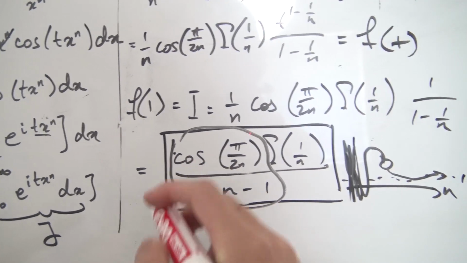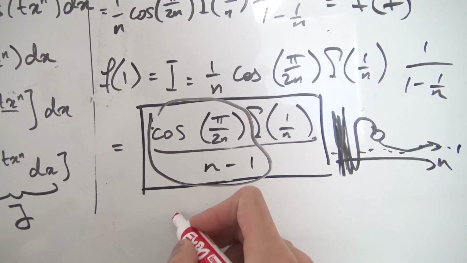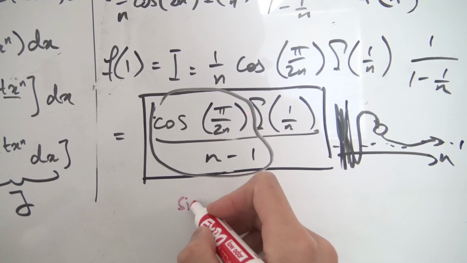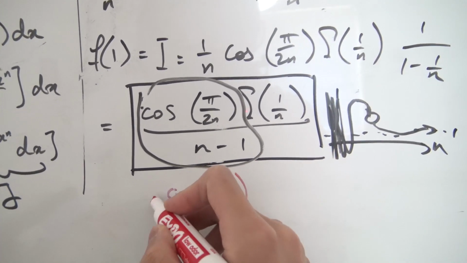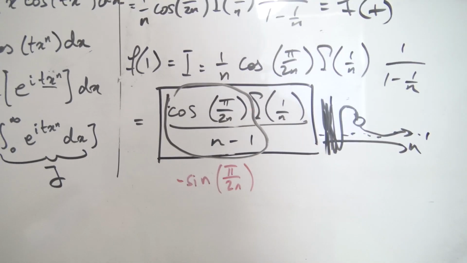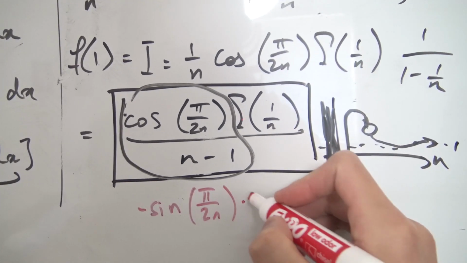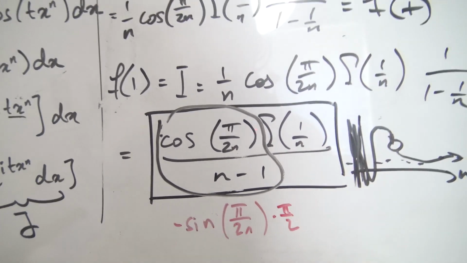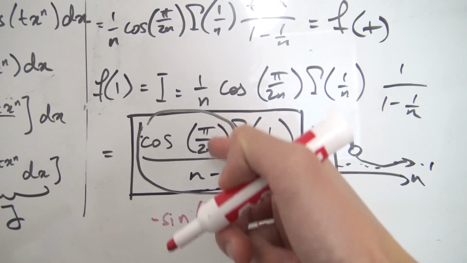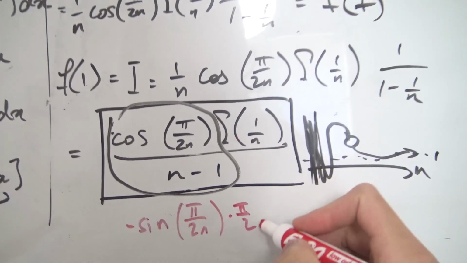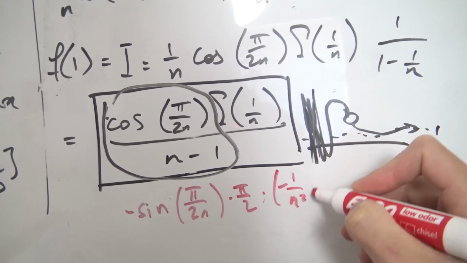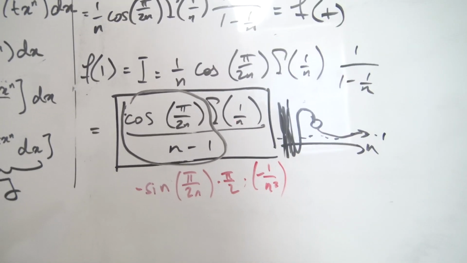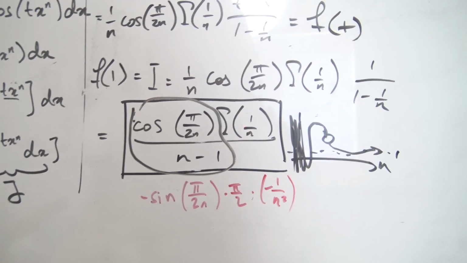So if you differentiate the top and differentiate the bottom, you're going to get, first of all, the minus sine of pi over 2n, and you also have to use some chain rule, so let's multiply that by pi over 2. And chain rule again because you have this 1 over n function on the inside, so the derivative of 1 over n is minus 1 over n squared, and the derivative of the bottom is just 1, so we can just leave that out.